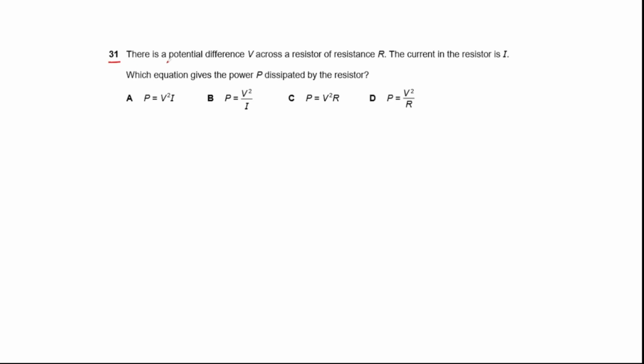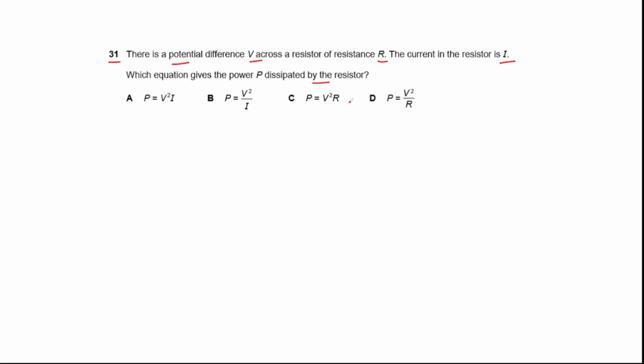Question number 31. There is a potential difference V across a resistor of resistance R. The current in the resistor is I. Which equation gives the power P dissipated by the resistor?